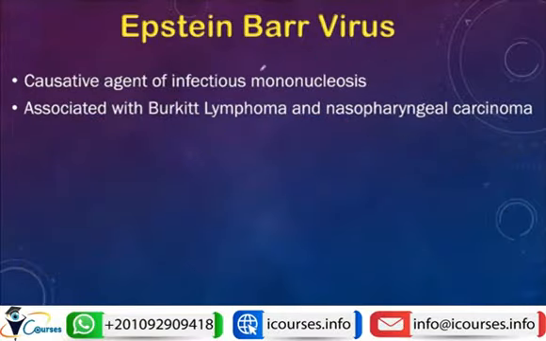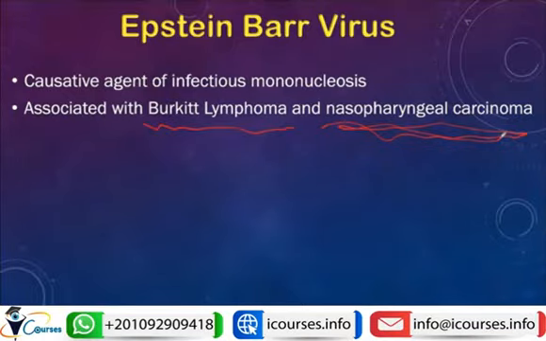The Epstein-Barr virus is the causative organism for the disease called infectious mononucleosis, which presents with rash, lymphadenopathy, and fever, and has also been linked with tumors like Burkitt lymphoma and nasopharyngeal carcinoma. So this is what you need to know about the Epstein-Barr virus.